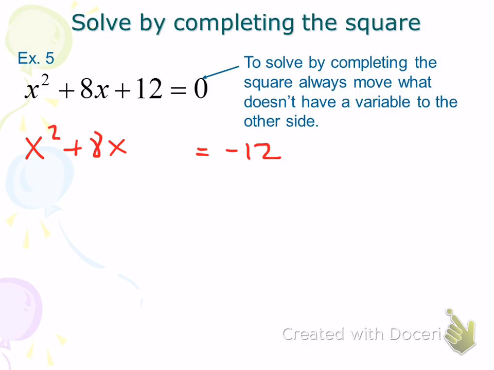To complete the square, take half of 8, which is 4. Square that and add it to both sides. What would that give us? On the left, x plus 4 squared equals 4.